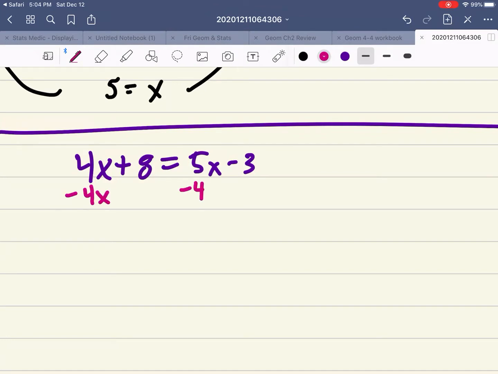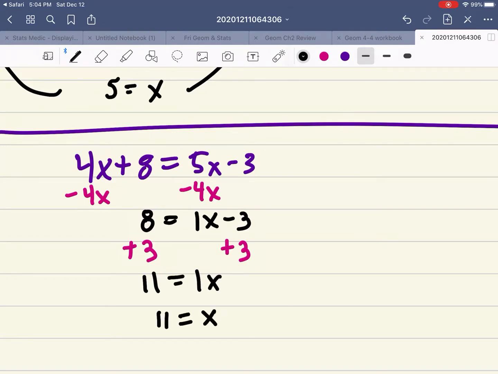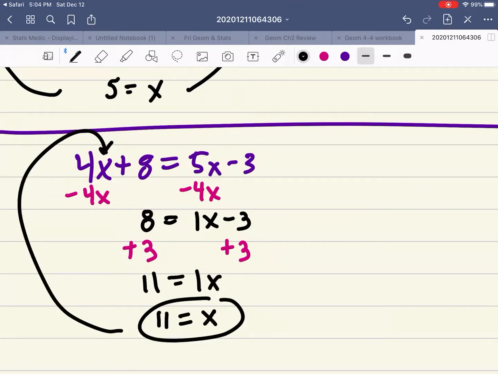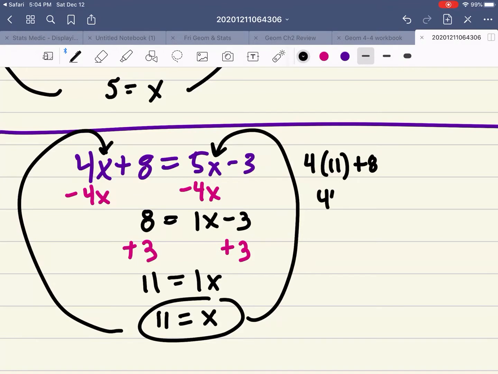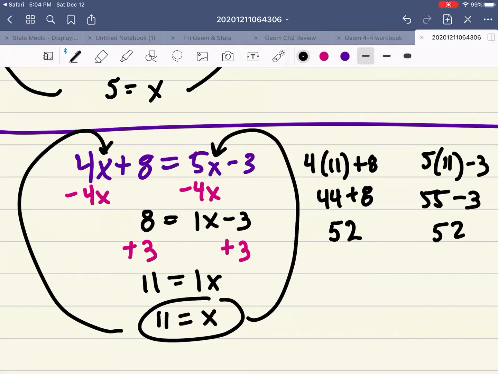So that would just be x is 11. So if we plug this in and we plug that in, what do we get? So we got 4 times 11 plus 8. 44 plus 8 is 52. Then we got 5 times 11 minus 3. 55 minus 3 is 52. So yes, 52 is equal to 52.